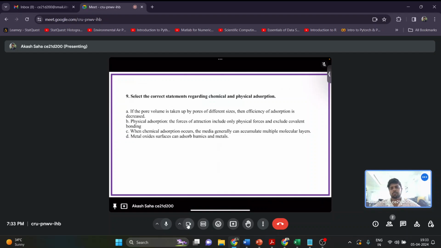So if you see, option A would be incorrect, because if the pore volume is taken up by pores of different sizes, then the efficiency will definitely increase, not decrease. Because pores of various sizes are there, the kinds of materials that will be adsorbed will be more, and hence the efficiency of the adsorption will be increased.